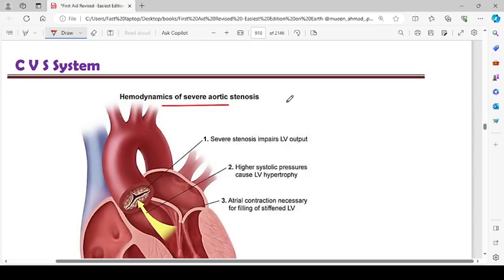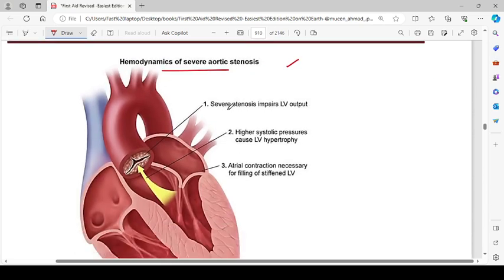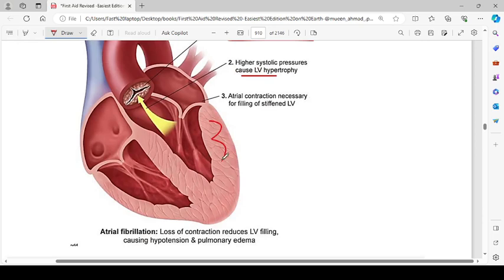So this is hemodynamics of severe stenosis. Firstly, severe stenosis impairs the left ventricular output. Then that higher systolic pressure causes left ventricular hypertrophy, as you can see here, and atrial contraction is necessary for the filling of the stiffened ventricle. So basically, now the ventricle is going into diastolic failure.